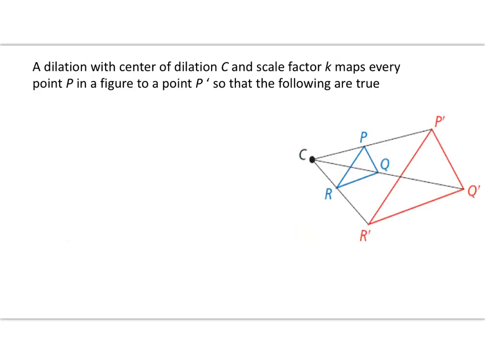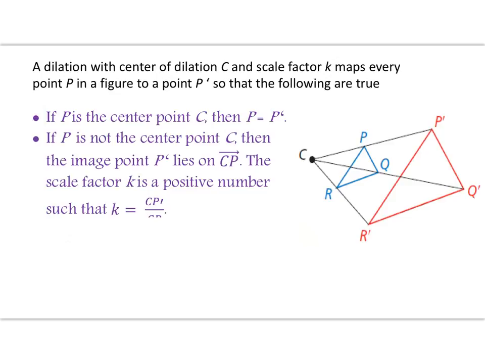All right, a dilation with center of dilation C and a scale factor K maps every point P in a figure to a point P prime so that the following are true. And we can see by our illustration that if P is the center point C, then point P equals point P prime. We also can say if point P is not the center point C, then the image point P prime lies on ray CP.